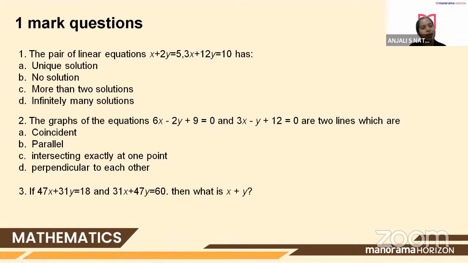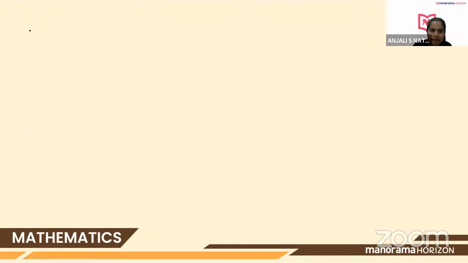So the first question is, a pair of linear equations x plus 2y is equal to 5, 3x plus 12y is equal to 10, has: unique solution, no solution, more than 2 solutions, infinitely many solutions. So, shall we check? The first question is, x plus 2y is equal to 5 and 3x plus 12y is equal to 10. Here, a1 by a2, b1 by b2 and c1 by c2.